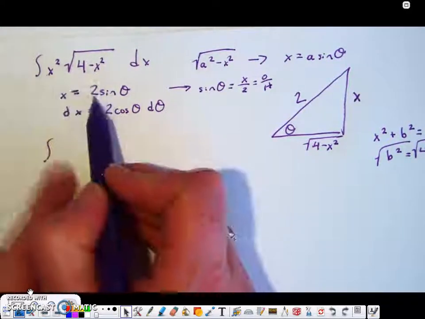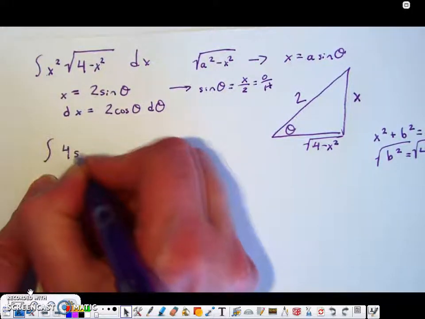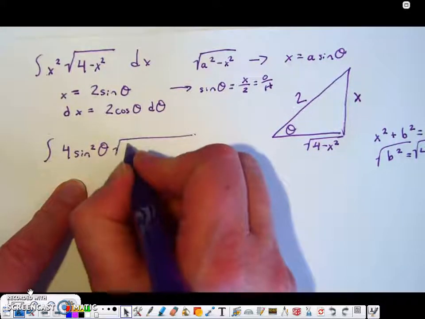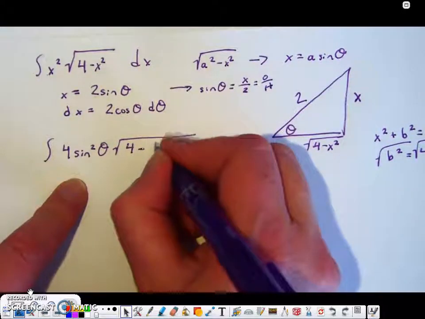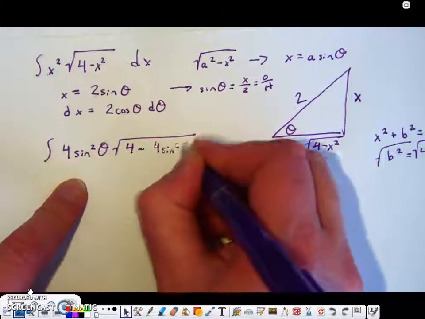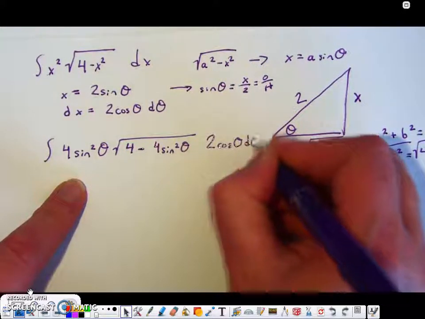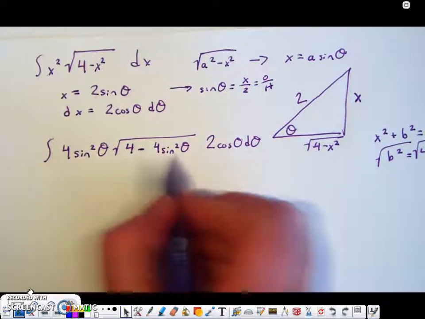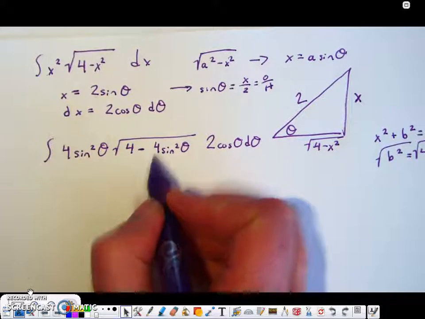So this is x squared. Our x is 2 sine theta. So if we square that, it would be 4 sine squared theta. And then we'd have the square root of 4 minus, and again, it's x squared, so 4 sine squared theta. And then dx is 2 cosine theta d theta. Very common on this is that this is going to turn into one of your Pythagorean trig identities to substitute.